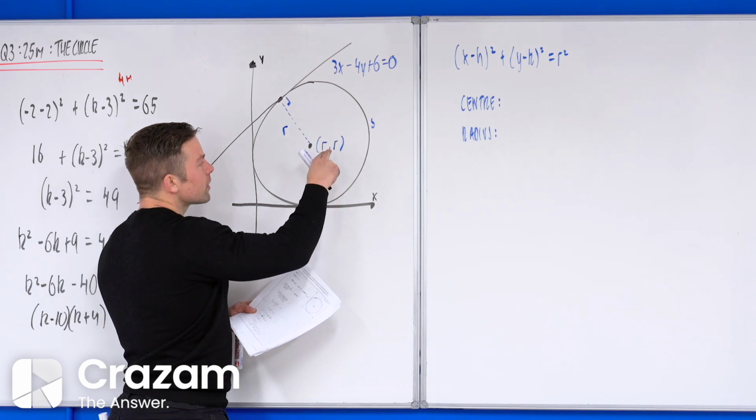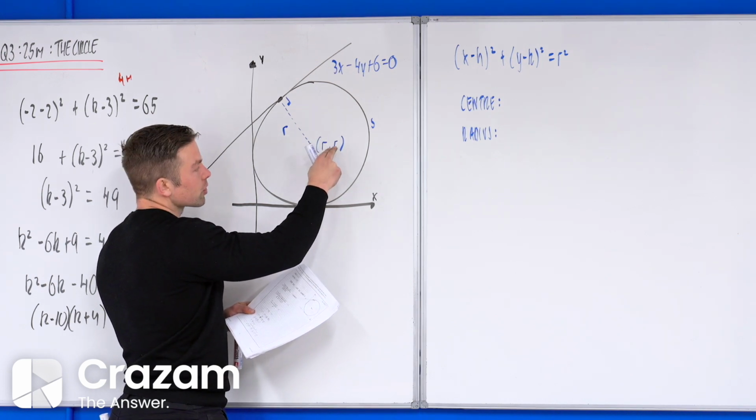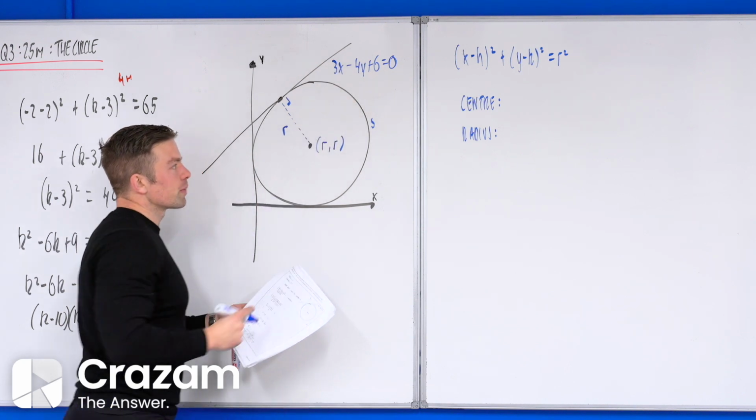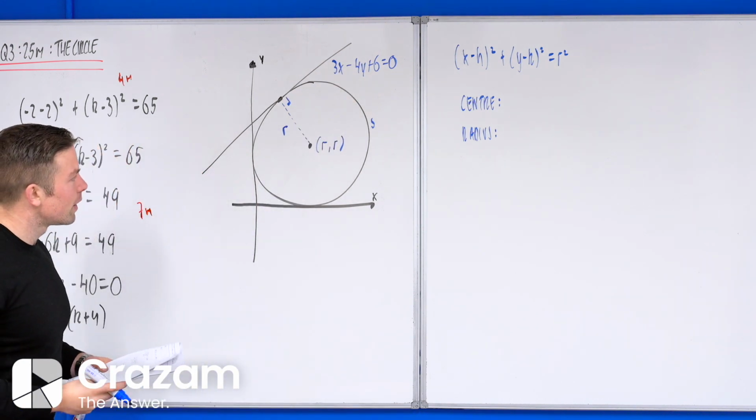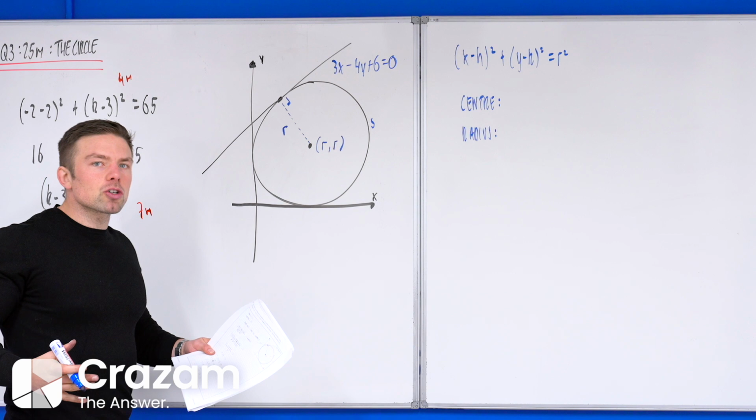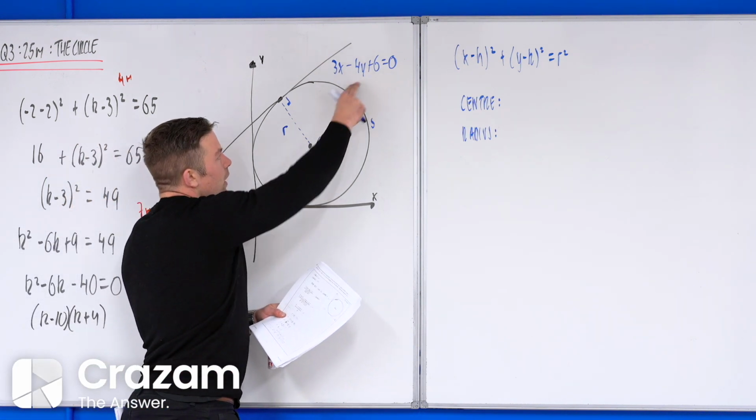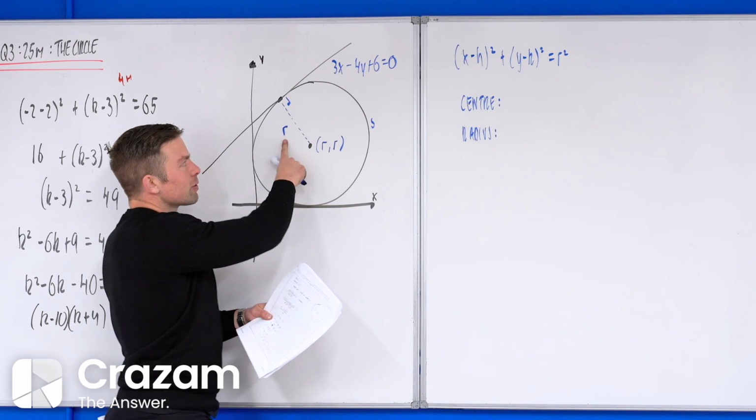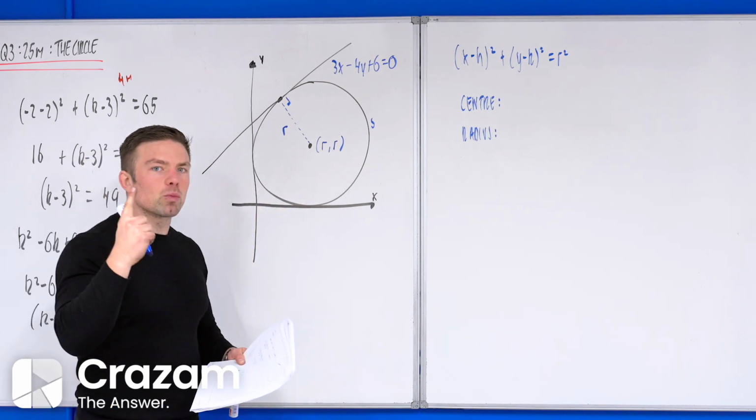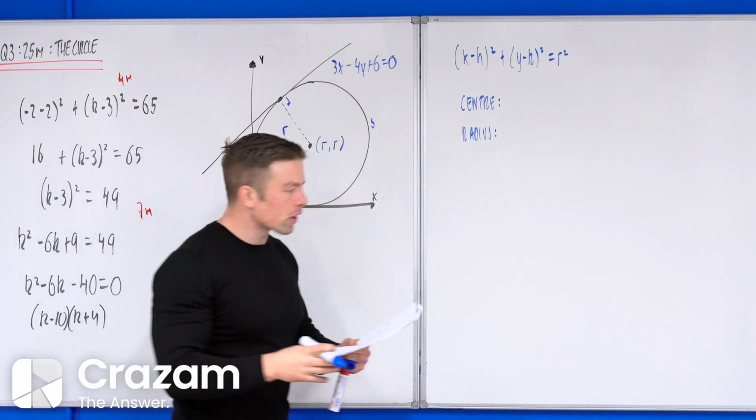And I can actually find the distance from a point. We do it a lot in the circle, from a point to a line, using something called the perpendicular distance formula. Now, this seems like a bit of a long shot, but if we find the distance from this point to this line, that is equal to the radius, that is equal to r. So that means it's an equation with only one unknown, and that's certainly something I can work with.